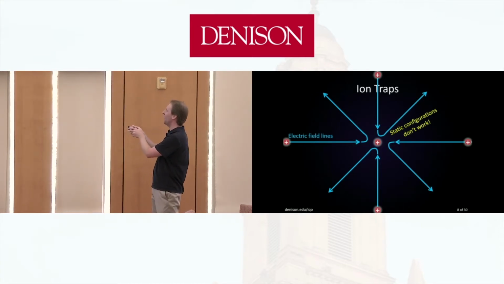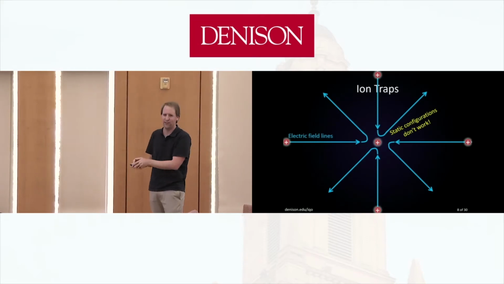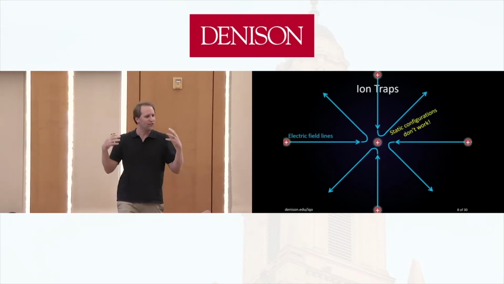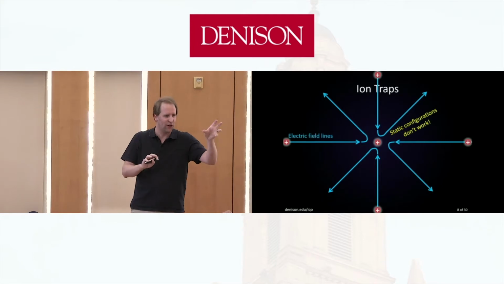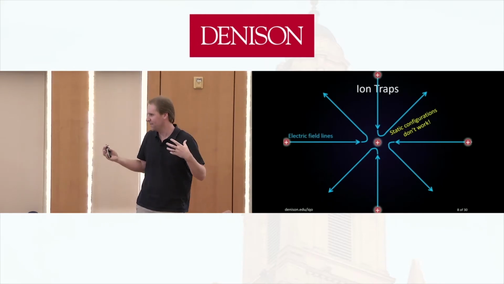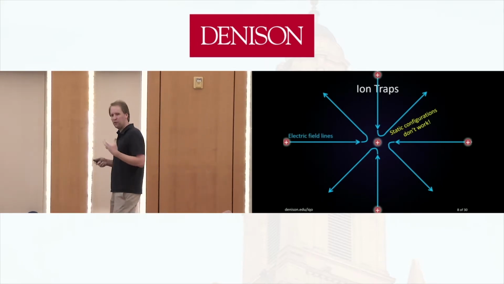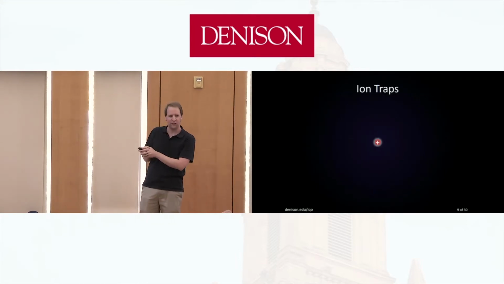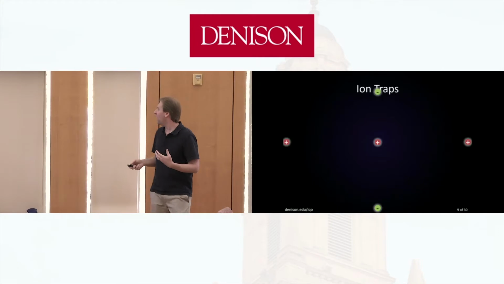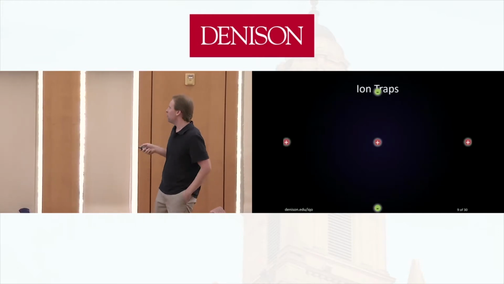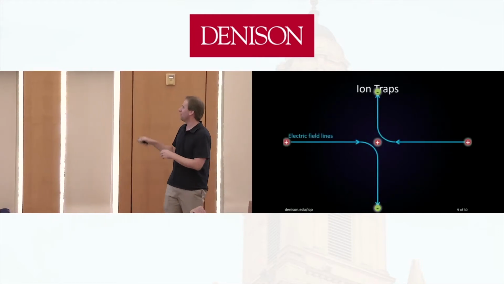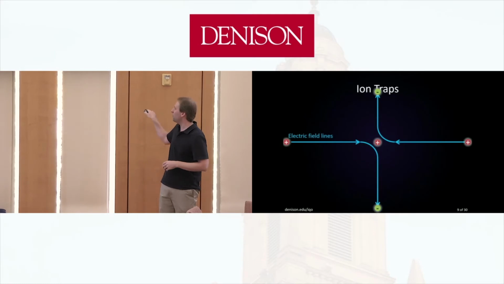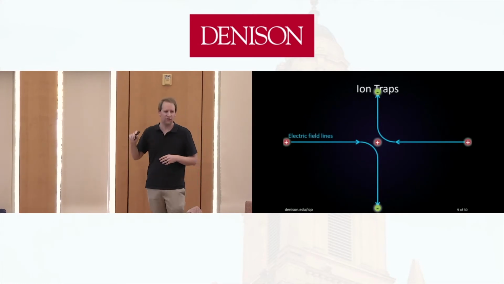So this positively charged ion can follow one of these electric field lines out, and it's not trapped. So just a static configuration of positive charges around it actually doesn't work. So instead, we have to be a little bit more clever, and we're going to surround it not just with positive charges, but a combination of positive and negative charges. So initially, this creates an electric field that looks like this. We've got it pointing away from the positive charges and pointing towards the negative charge.